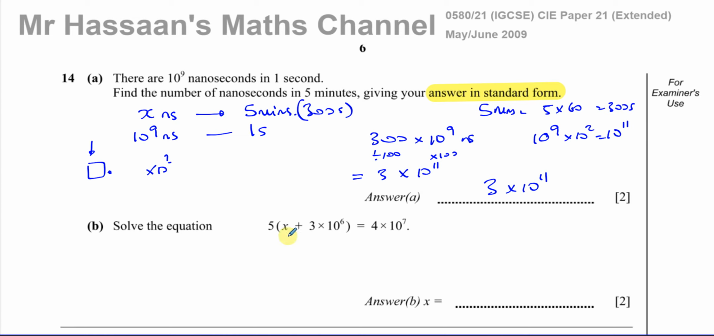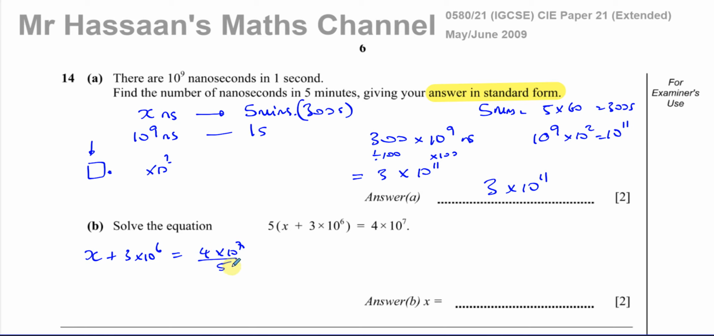Then part B says solve the equation 5 times (x plus 3 times 10 to the power of 6) equals 4 times 10 to the power of 7. So here's an equation that we have to solve for x. We can tackle this in 2 ways. I could expand the bracket first and then find what x is, but I think it will be easier to actually divide both sides by 5 first, because the whole of this side is multiplied by 5. So if I divide both sides by 5, I'll end up with x plus 3 times 10 to the power of 6 equals 4 times 10 to the power of 7 over 5.